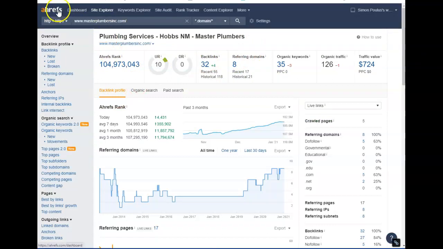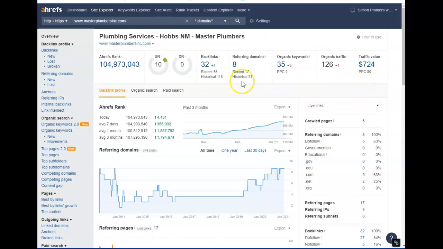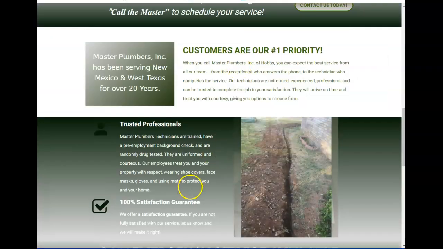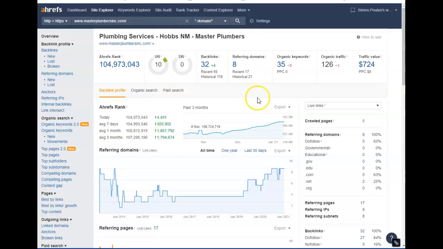This is also a paid system we use called Arrows. It shows you how your website is performing. Here are 32 backlinks, 8 domains, and 35 keywords that this site has for master plumbers. What this is saying is, of those 35 words, 126 people are coming to the site, right? So what could 126 more people coming to you do for your business? That could definitely make a huge impact.